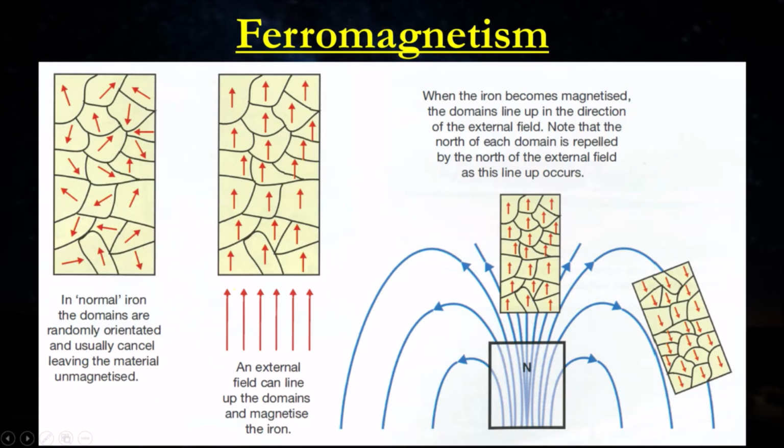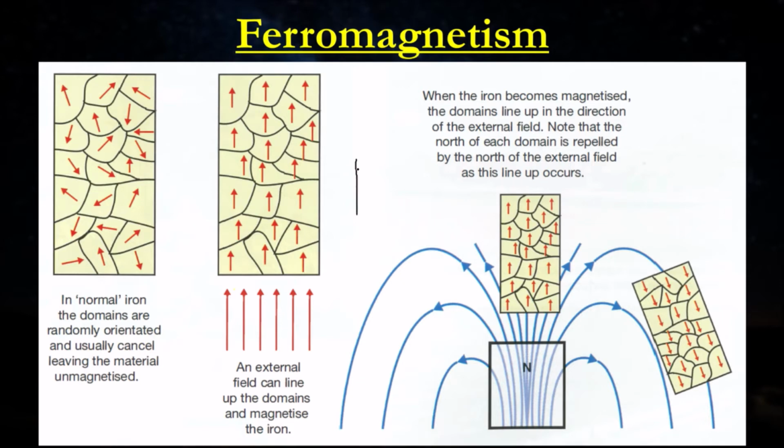Under normal circumstances, in any ferromagnetic material, the domains are randomly orientated, and so that usually causes a cancellation of the material's magnetization. But when an external field is put into it, we can cause the magnetic domains to align with each other, and that's the thing that gives the magnetic properties. If you actually think about how a bar magnet works, it follows a very similar idea.